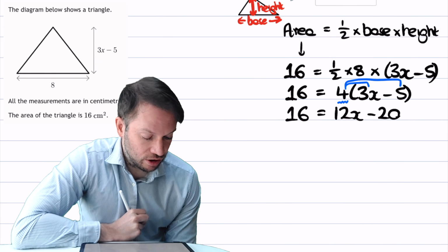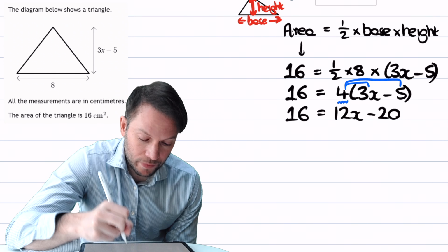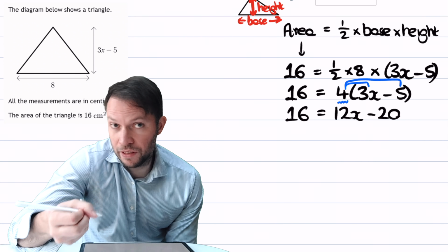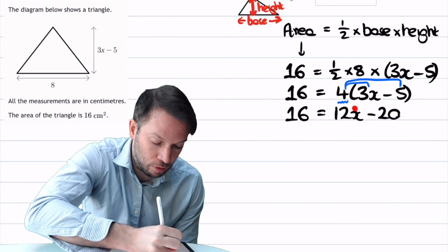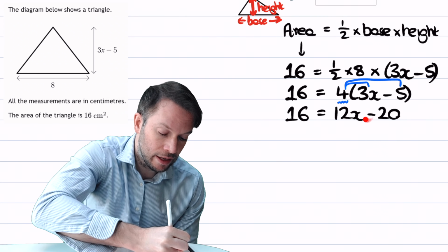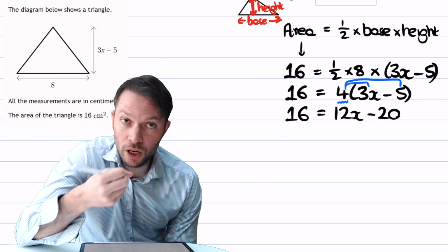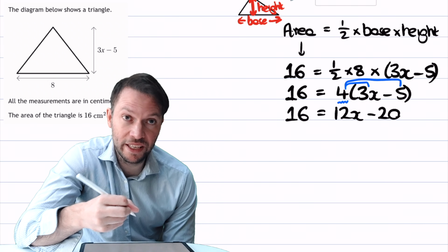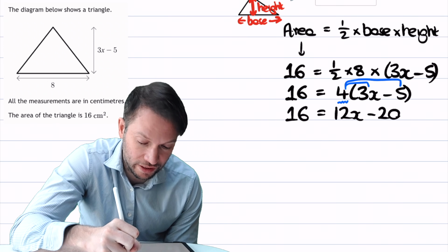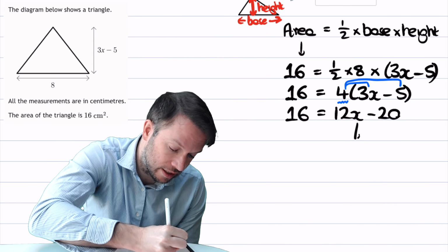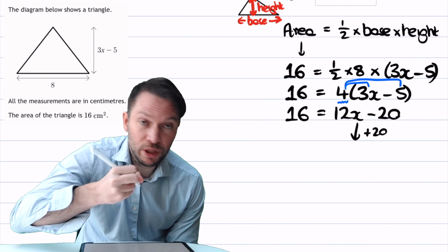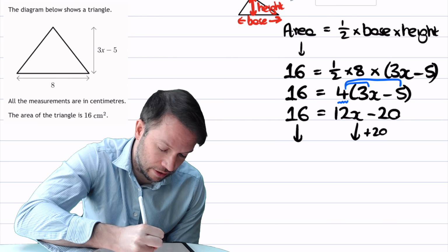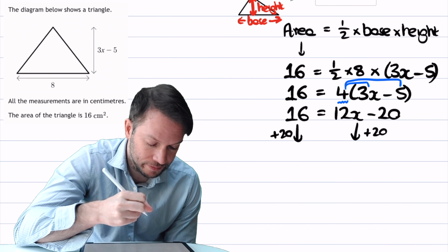So now we've got an equation without brackets. To solve it, we undo the things around the x. So x has been multiplied by 12, and then we're subtracting 20 from it. The last thing that happened to x was the minus 20, so we undo it by doing the opposite. So we add 20 to this, but whatever we do to one side of the equation, we have to do the same to the other. So we're going to add 20 here as well.